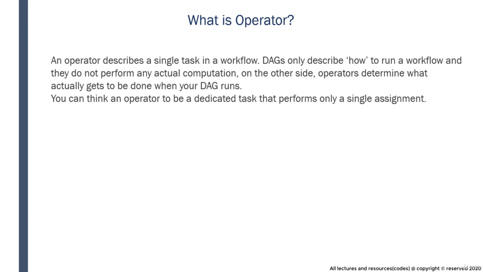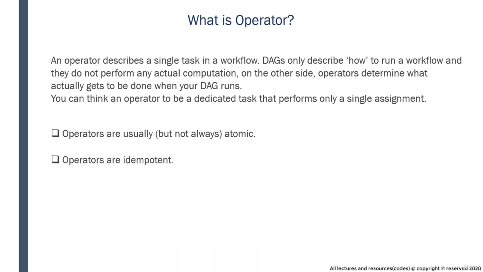Now talking about some key points on operators. Operators are usually atomic. The term atomic means that they can stand on their own and they do not need to share resources with any other operators. But keep in mind that this atomicity property need not always be true. Operators are idempotent, which means that your operator should always produce the same result no matter how many times it is run. Once an operator is instantiated, it is referred to as a task.